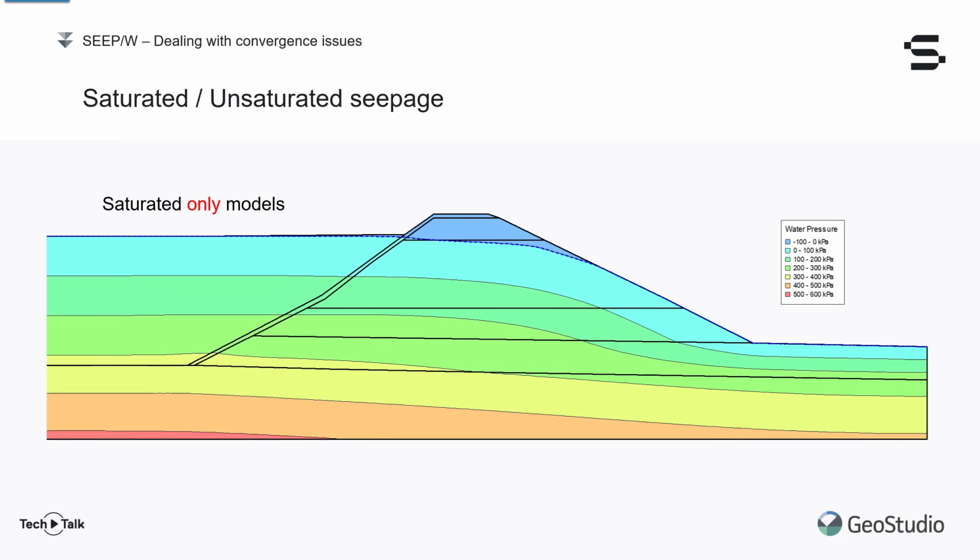As you can see, the pore water pressure distribution is quite different, especially in the dam's central portion, where the piezometric surface is now located lower down, creating a larger unsaturated zone in the dam.